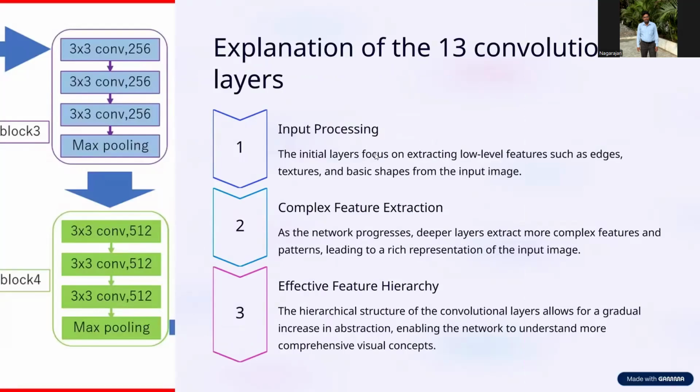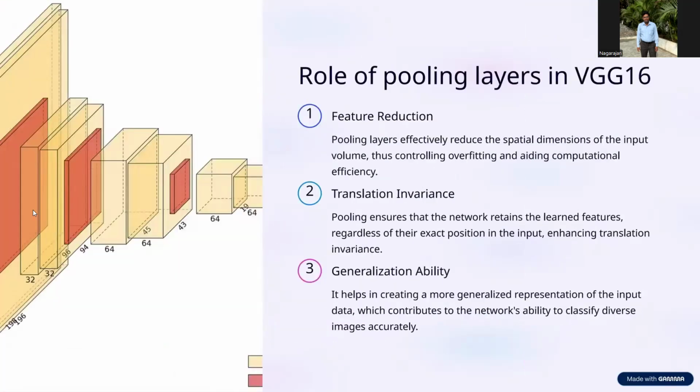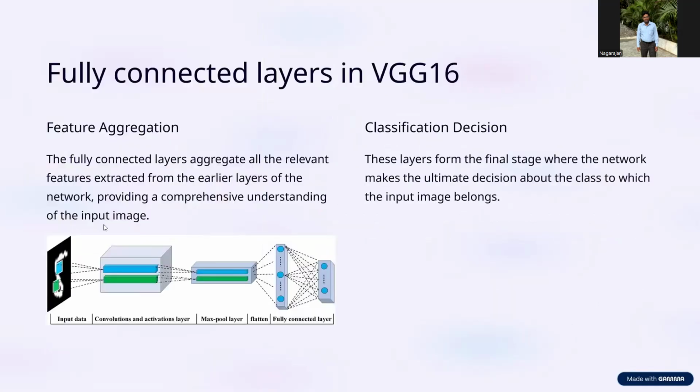And then if you want to know the layers information, it is simple: input processing, complex feature extraction is there, and effective feature hierarchy is there. And the role of pooling layers is very important because the pooling layers are helpful to reduce the features, and translation invariance is also resolved, and generalizability is also resolved by this pooling step only. Then fully connected. So the final output is trained and obtained through the fully connected layer only.